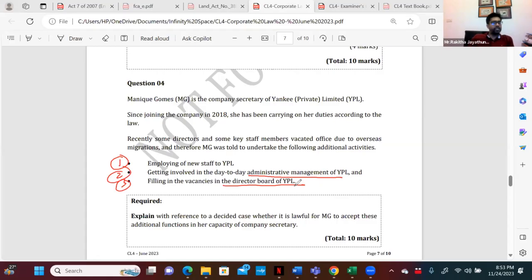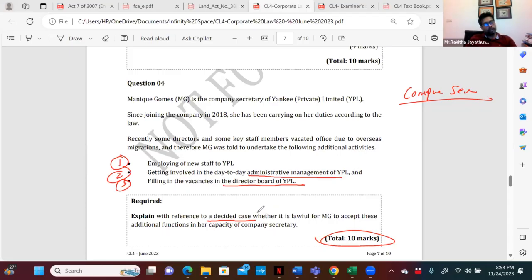To answer this question, you should know the powers of a company secretary. Here, 10 marks are allocated. So you have to give a substantial, material answer. Explain with reference to a decided case.